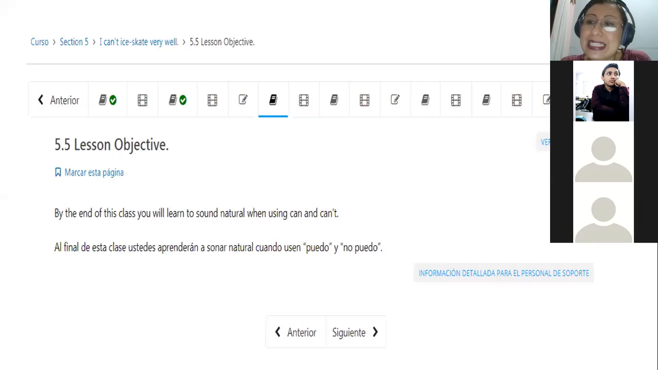Ese sonido de NT is not very common in Spanish. That's why you need to make an extra effort in order to pronounce it correctly, right? Ese sonido de la contracción de la NT no es un sonido muy común en el español, por eso tenemos que hacer un ejercicio consciente para poderlo pronunciar bien. So, can, relajado, puedo, can, afirmativo. But can't, can't, okay? That's the negative, okay? So, I would like you to continue practicing, right?